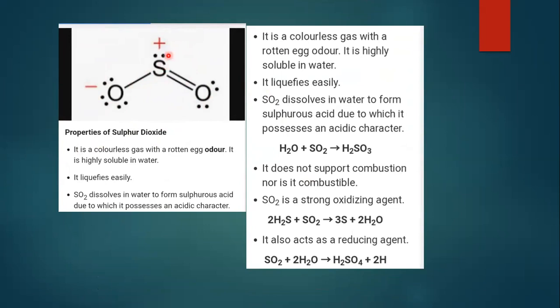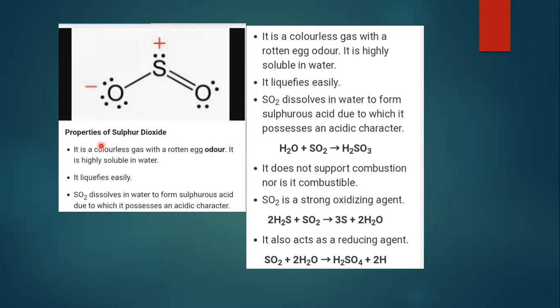As sulfur dioxide can form its resonating structure, the bond length between the sulfur and oxygen remains the same in both cases. I am again repeating, the bond length of sulfur and oxygen remains the same in both cases because there is a presence of resonance in sulfur dioxide.